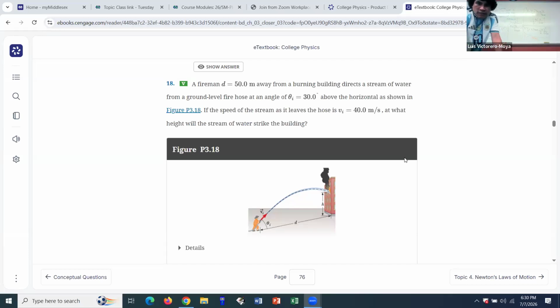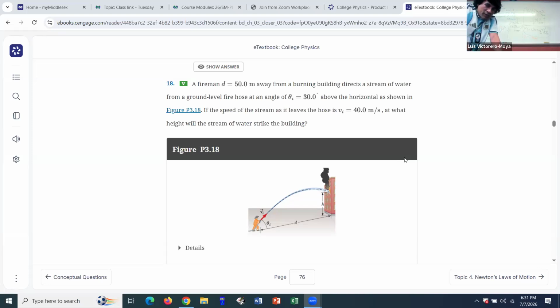It's a fireman situation. You see that figure there? They give you a fireman 50 meters away from a building, and he is directing a stream of water from the ground at an angle of 30 degrees above the horizontal with a speed of 40 meters per second. At what height will the stream of water strike the building?